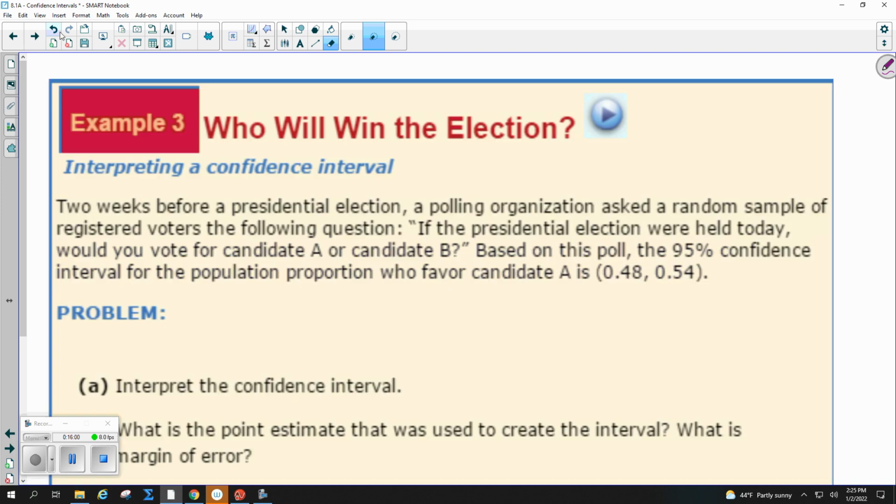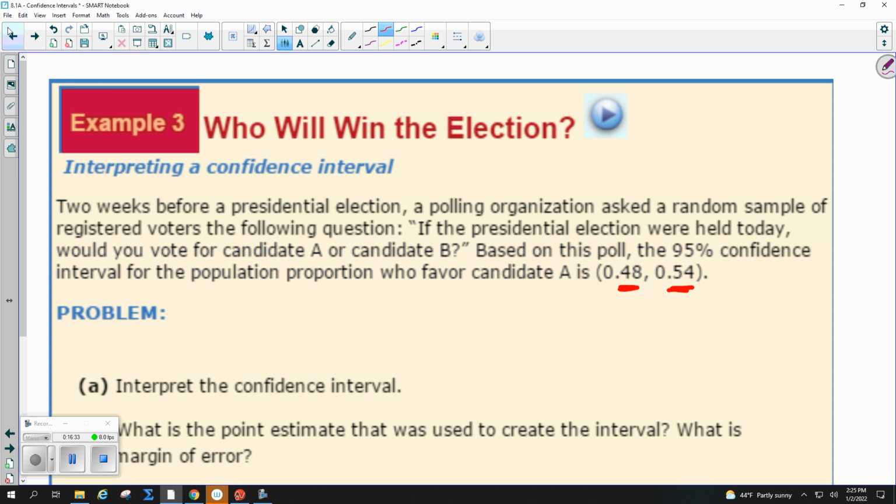Okay, so 2 weeks before a presidential election, a polling organization asked a random sample of registered voters the following question. If the presidential election were held today, would you vote for candidate A or candidate B? Based on this poll, the 95% confidence interval for the population proportion who favor candidate A is between 48% and 54%. Interpret the confidence interval.